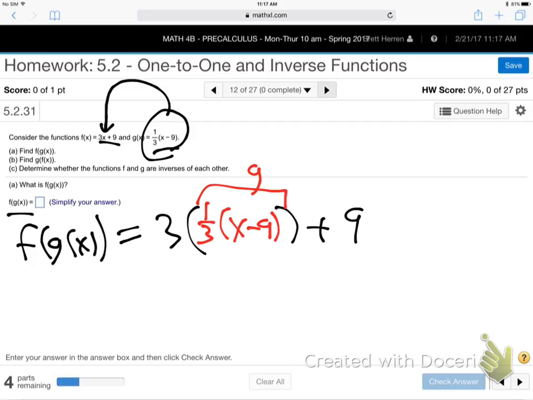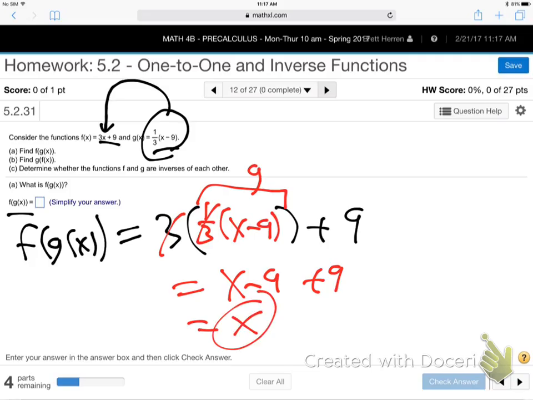Good so far? And then multiply it out, and those cancel right away. 3 times the third just cancels. So we just have x minus 9 plus 9, which is just x. You don't need all those parentheses anymore. Now, I don't think we talked about this. I wanted to talk about it last time, but I ran out of time.